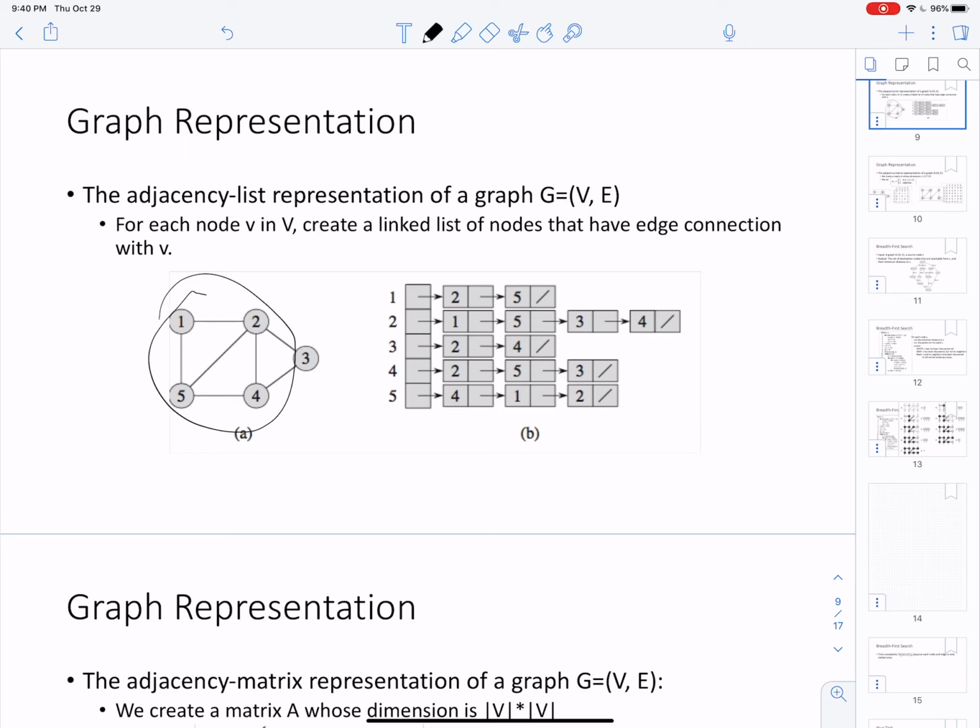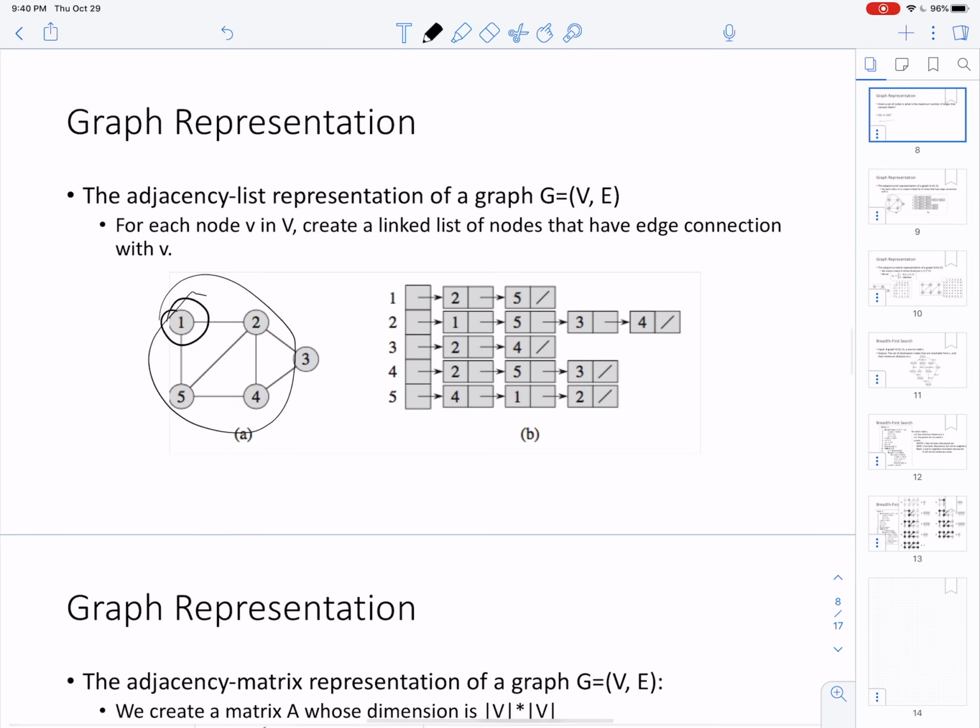The first way is named adjacency list. The idea is that for each node we create a linked list which stores its neighbors. For example, this node has two neighbors, 2 and 5. So for this node, we create a linked list which stores two nodes: the first node holds the value 2 and the second node holds the value 5. This tells you that the first node in the graph is connected to node 2 and node 5.